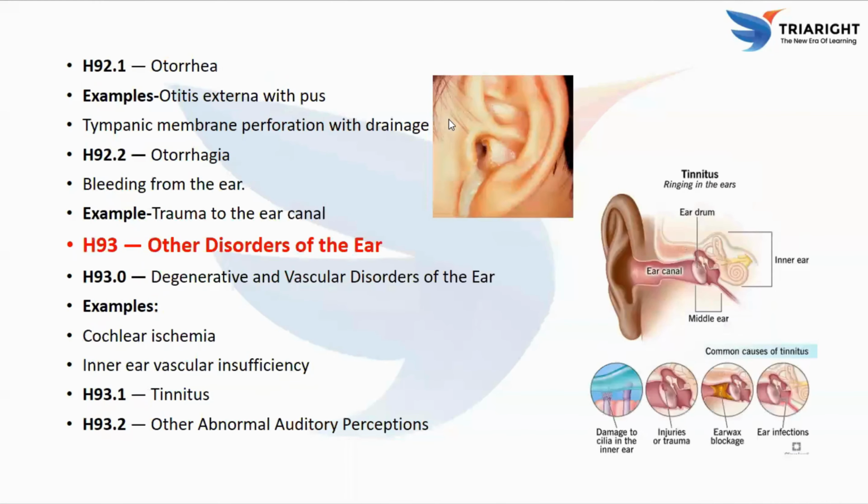So the next slide is otorrhea, for which you have to assign the code H92.1. Otorrhea is nothing but an ear discharge, like fluid, pus or mucus leaking from the ear. So what is the example? Otitis externa with pus, the infection of the external auditory canal, which produces a thick yellow or green discharge. Tympanic membrane perforation with drainage, nothing but a hole in the eardrum which allows the middle ear fluid to drain outward.